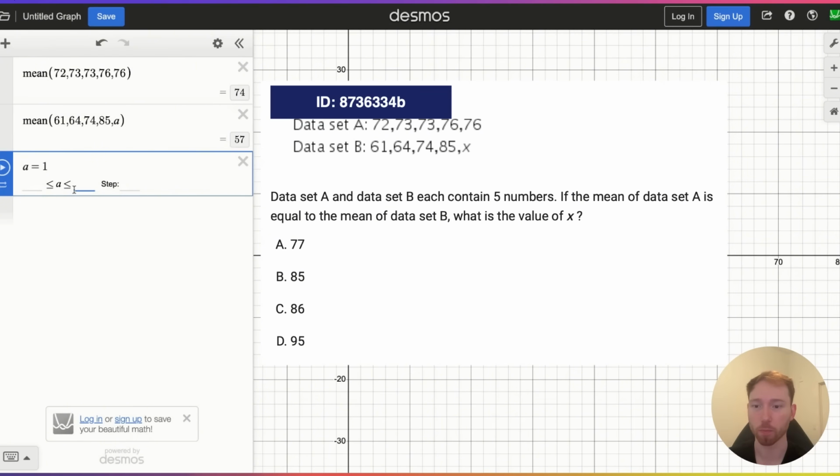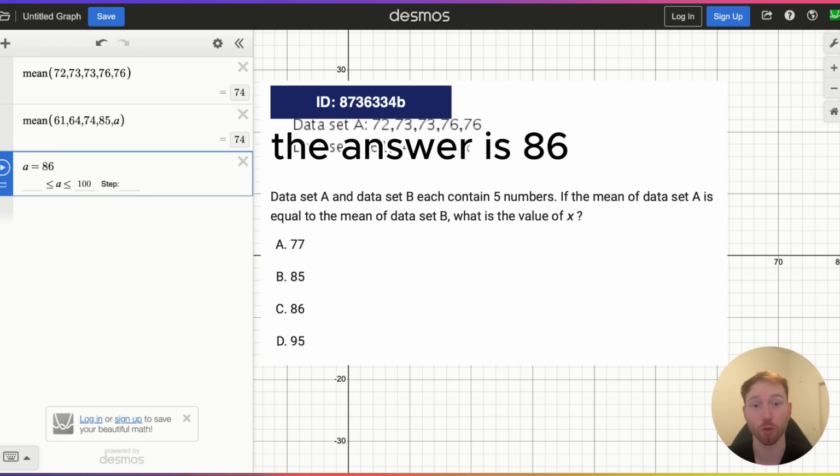I can keep moving it up until I get the number that I'm looking for. And I can see when my number is 86, they have the same mean, therefore the correct answer is 86.